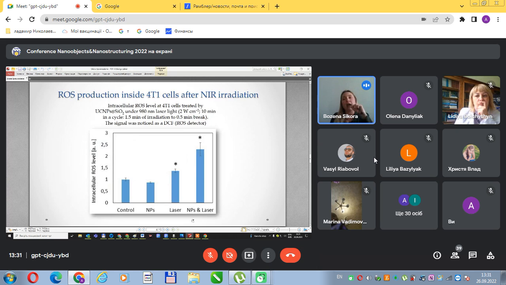We wanted to check the reactive oxygen species generation inside the cells. For that we use the DCF. This is the reactive oxygen species intracellular indicator. As you can see, when we had the nanoparticles and laser irradiation of the cells, we had the highest level of the reactive oxygen species amount compared with the control without nanoparticles and without laser irradiation.